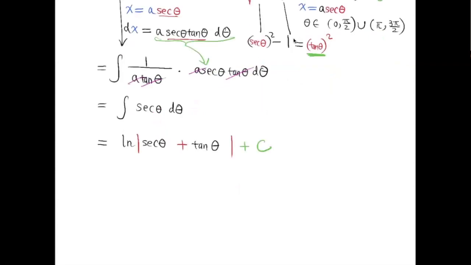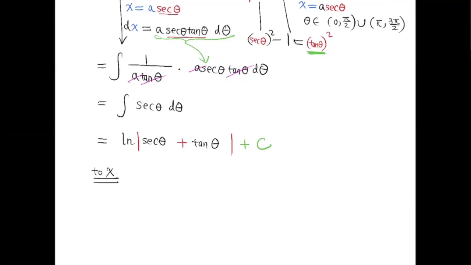So how do I go back to x? Anyone remember? We use the y triangle trick, right? This triangle trick right here. So let's label this theta. The trig-sub that we used was x equal to a times secant theta, which means that secant theta is equal to x over a.